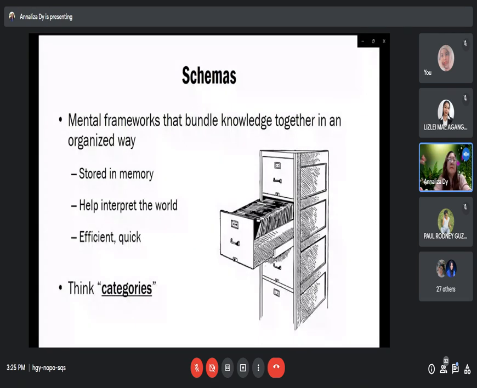And the image I have here is a file drawer. The way I think about a schema is, I open up the file, look for the folder, and I open up that folder. There's all sorts of documents inside about what is associated with it, things I already know in the mind as being ways to get around.